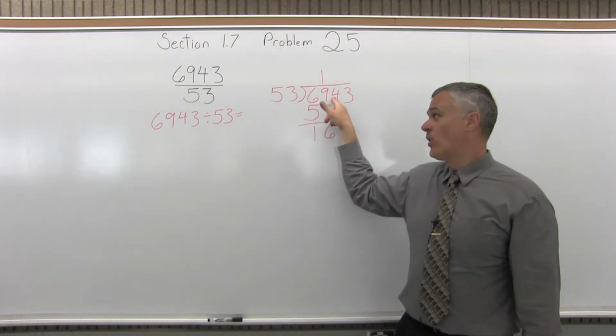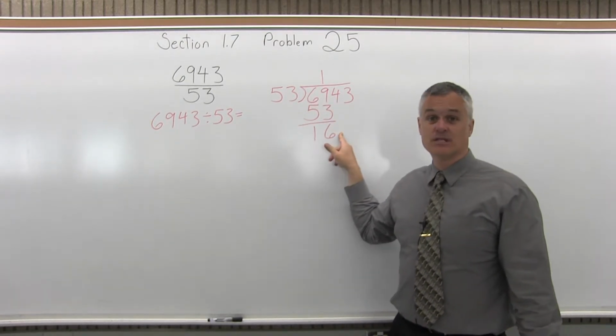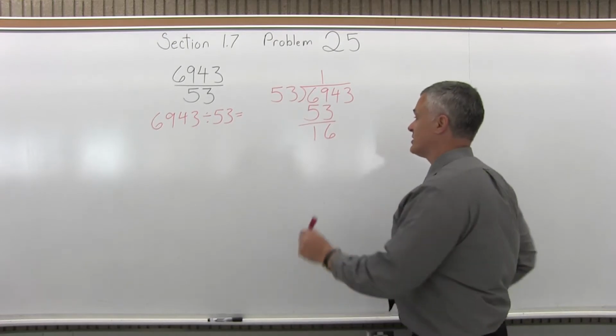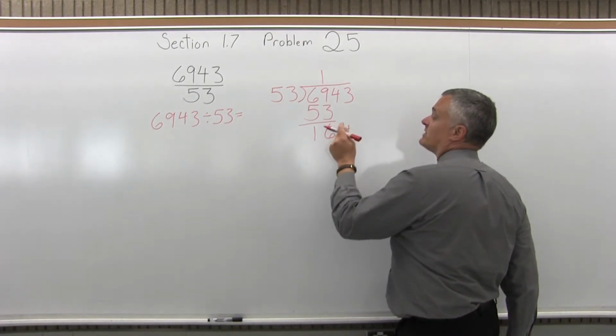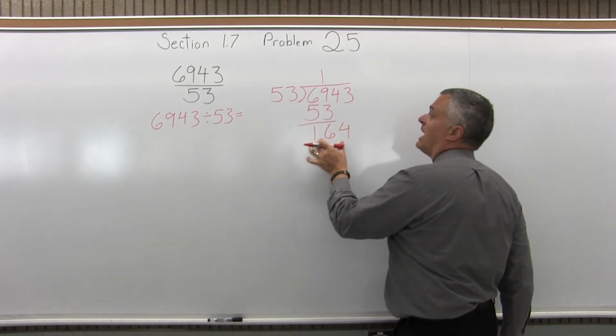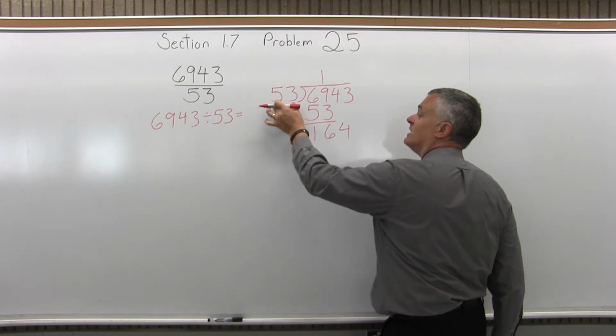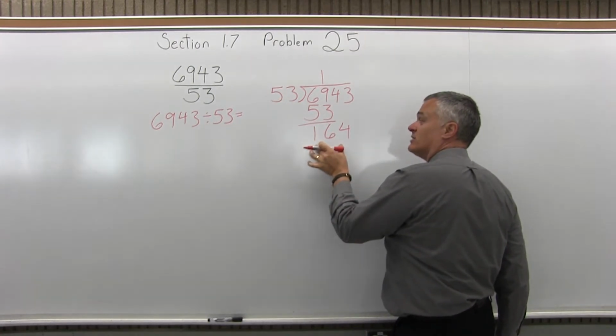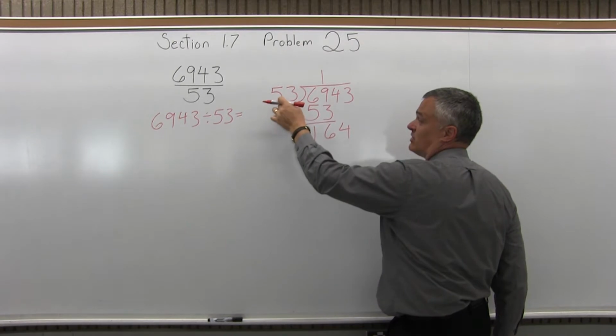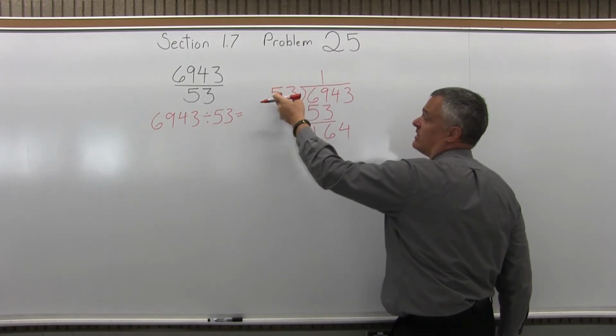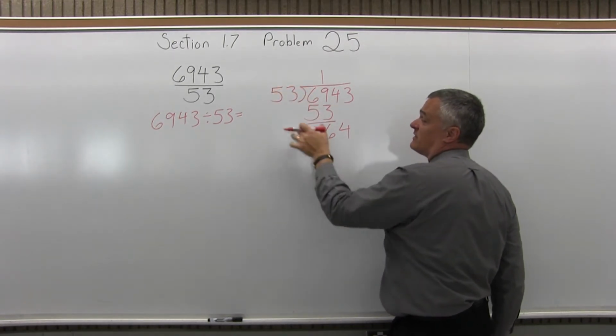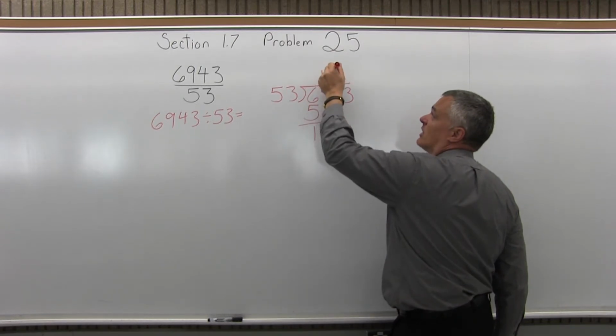I see that it's a 4. I bring it down next to the 16 that I got as a result from my subtraction. So a 16 with a 4 next to it makes it 164. How many times will 53 fit into 164? Well, one of them is 53. Two of them would be a little over 100. Three of them would be a little over 150. So 3 would fit in well.